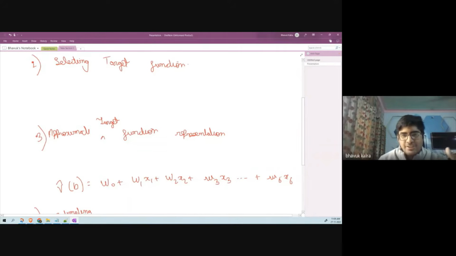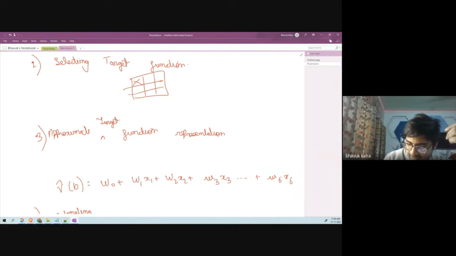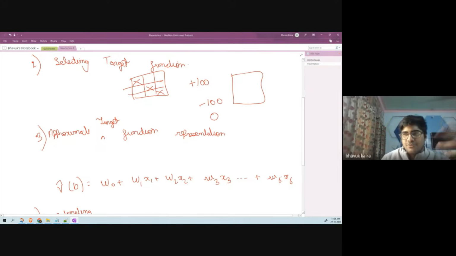Next for the algorithm is selecting the target function. If the agent wins a state, we give the utility value of plus 100. If the agent loses a state, we give the utility value of minus 100. And if the game is drawn, the utility value of that board state will be 0.